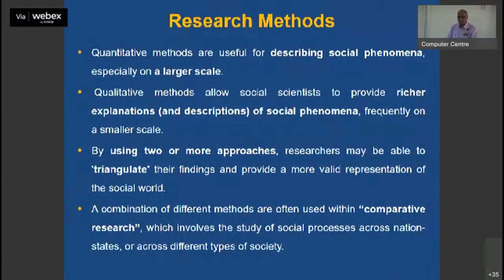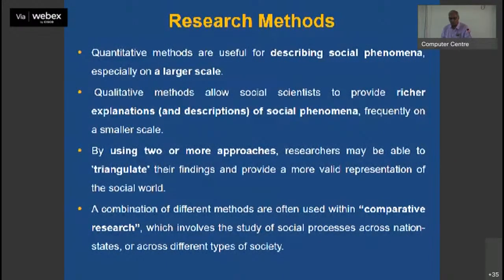Research methods. Quantitative methods are useful for describing social phenomena, especially on a large scale. There is a conflict between quantitative methods and qualitative methods. In quantification, it will be easy to make your results precise across a huge number of phenomena. If you are not able to do the quantification, you will not be able to arrive at very specific or to-the-point answers.